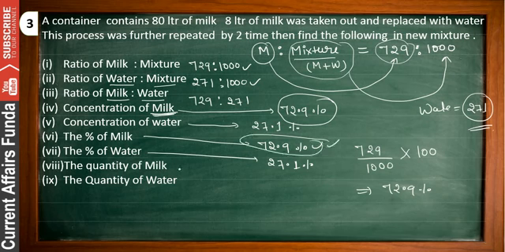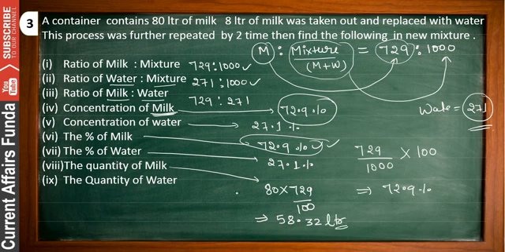Fine. And quantity of milk, what is the quantity of milk? What is the total mixture here? Total mixture is 80 liter. Fine. And what is the quantity of milk here? Milk is 729 divided by 1000 of the quantity. So what will be the result here? It will be 58.32 liter. So this is the total quantity of milk.